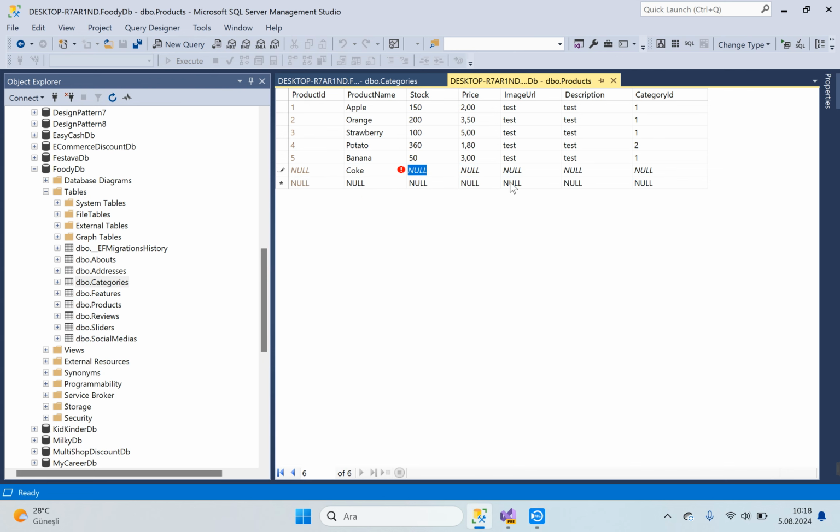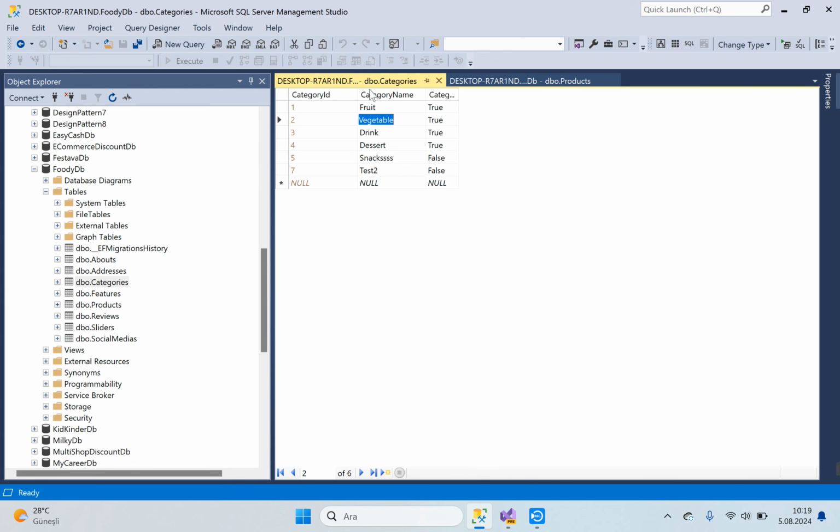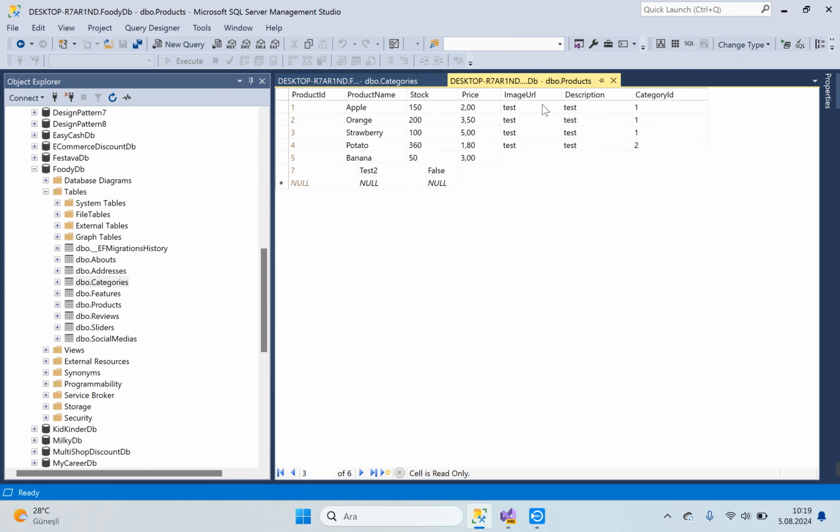Sixth product is coke. And stock is 100. Price, 1 coke can be €1. Image URL test, description test, category ID must be drink, which is 3. €1, and we can change it to €1 and 25 cents.